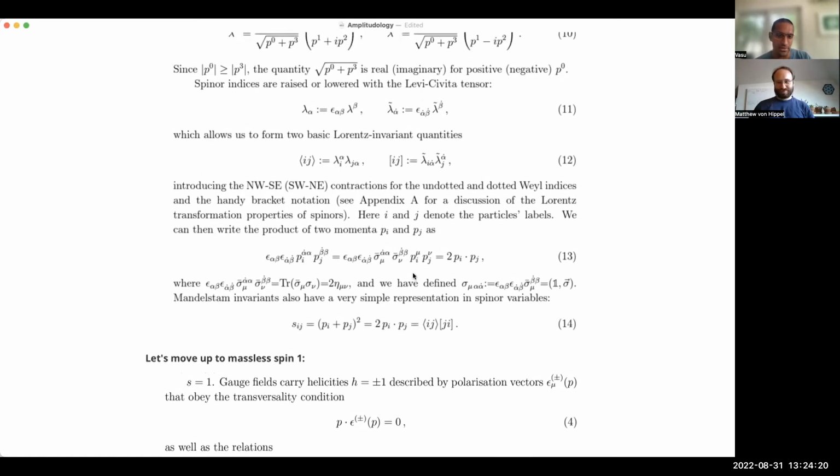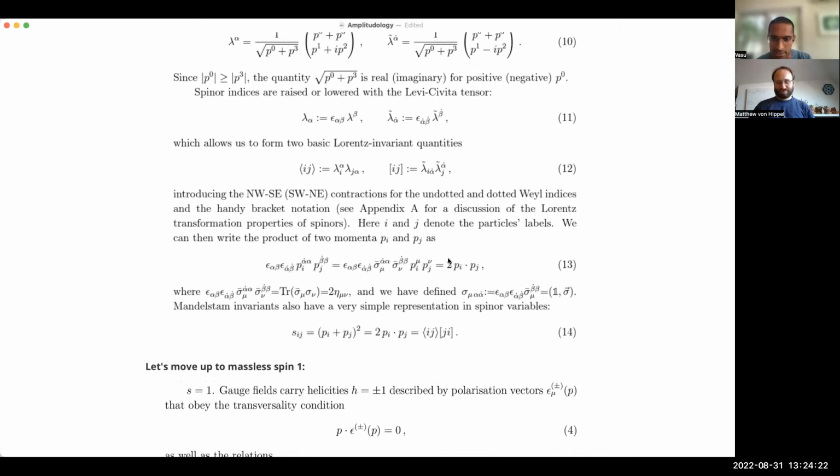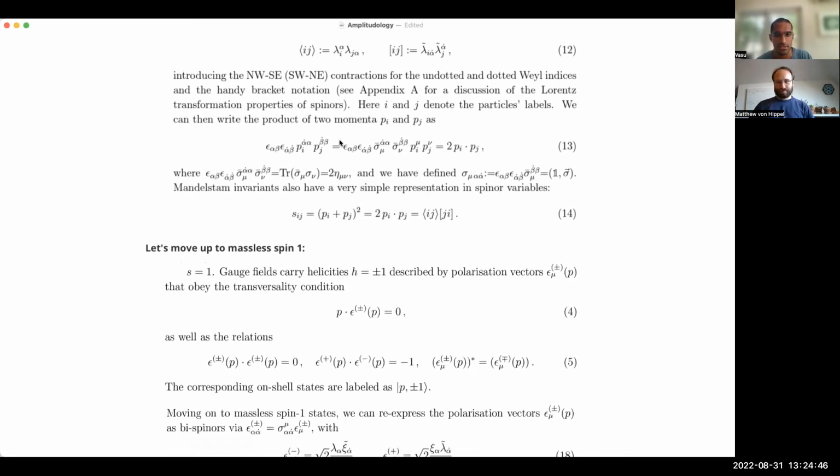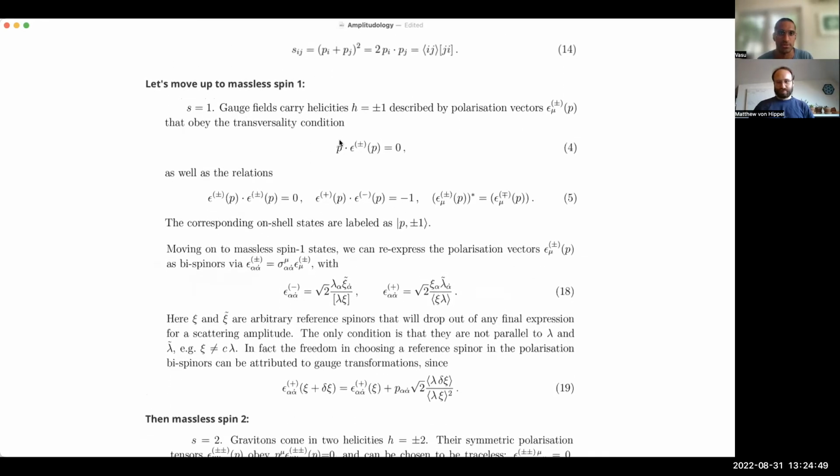So great, we now have a language to re-express what we would have computed, say, from doing some Feynman diagram calculation involving massless particles, which we would have written in terms of Mandelstam invariants, which are themselves products or squares of momentum variables, in terms of angle brackets and square brackets, which are all products of spinors. Cool. So now let's move up to amplitudes of massless spin 1 particles, or gauge fields.